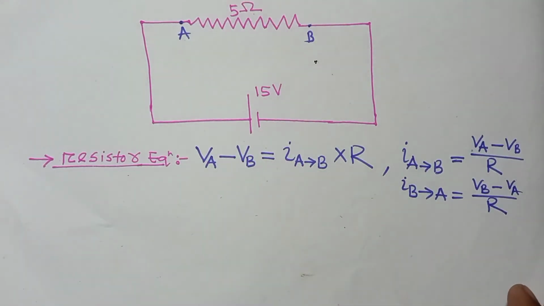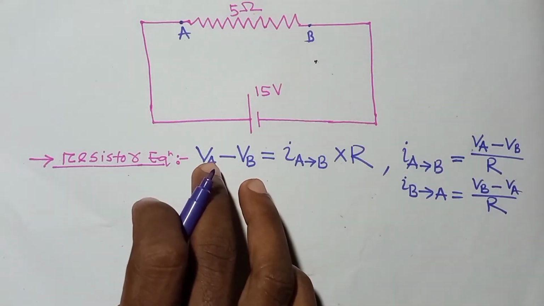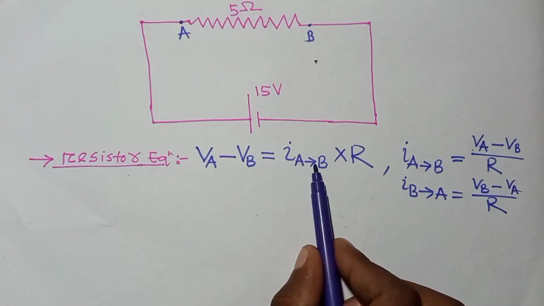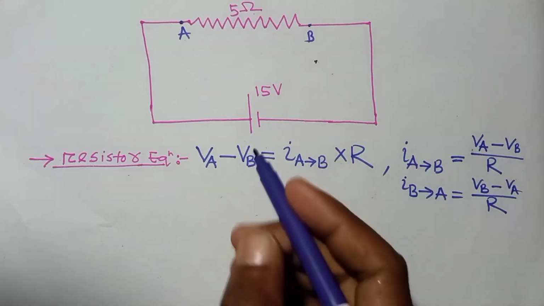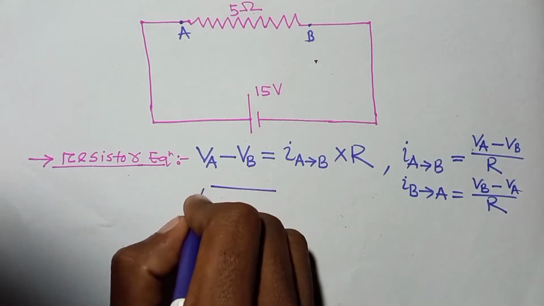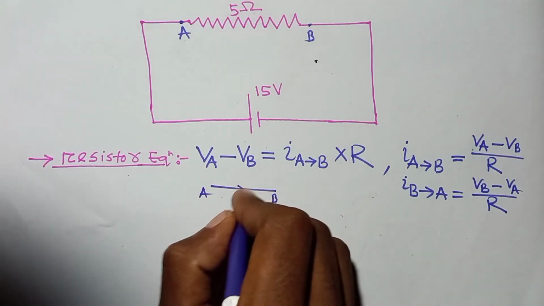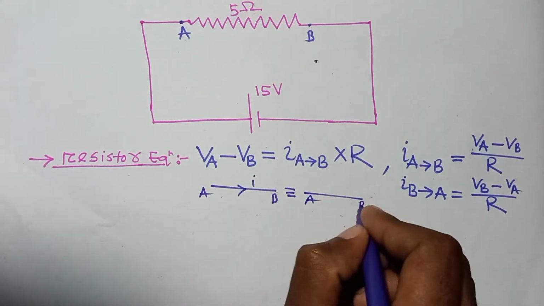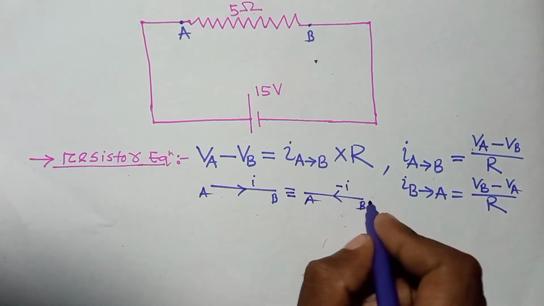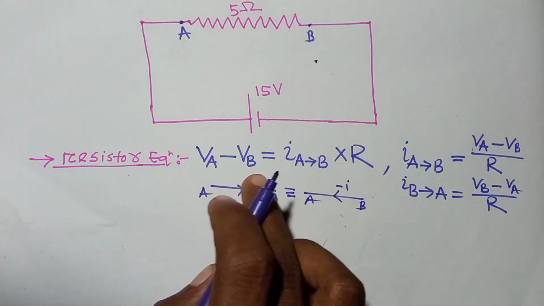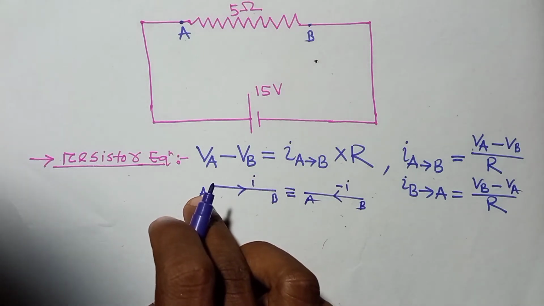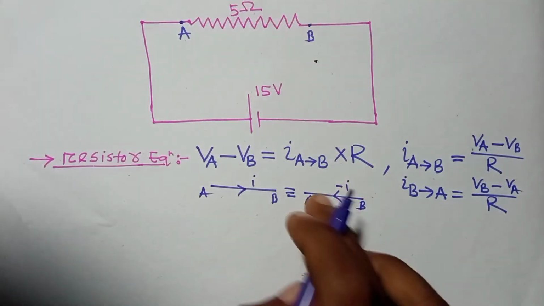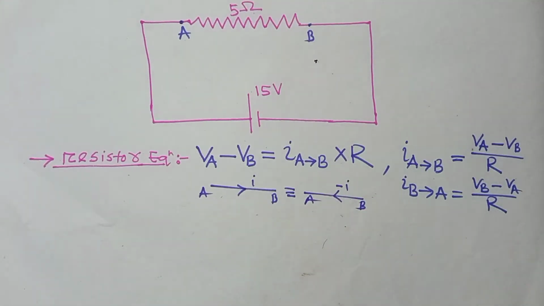Keep this in your mind. Whenever you are calculating VA minus VB, you have to take the current which is flowing from A to B. And one thing I will say: a current of I flowing from A to B is exactly equivalent to a current of minus I flowing from B to A.